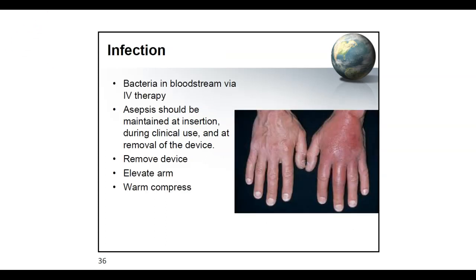Next complication is going to be infection. Again, anytime you have an opening, there is a risk for infection because that's going to be an access for microorganisms. So infection from the bacteria going in the bloodstream via the IV therapy can usually be from the IV site. It can also be from a poor insertion technique if you didn't maintain asepsis, poor maintenance of the IV, poor handling of the tubings, and so on, and sometimes really just the location as well.